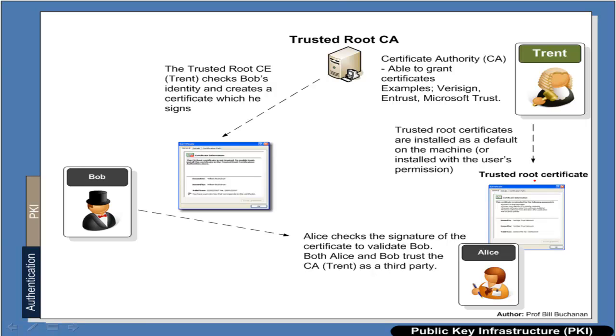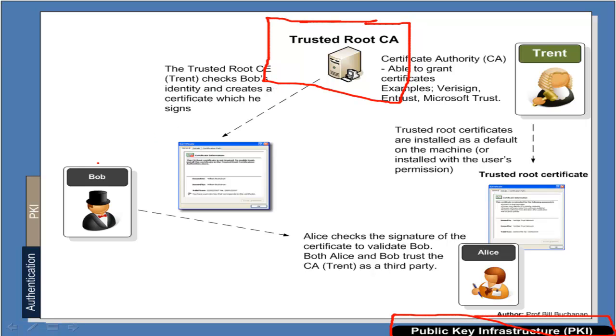define credibility. On the internet, we have what's called the public key infrastructure, or PKI. With this, we can have trusted roots, and it's these trusted roots who are able to grant these certificates. So these might include VeriSign, Entrust, Microsoft Trust, and so on.